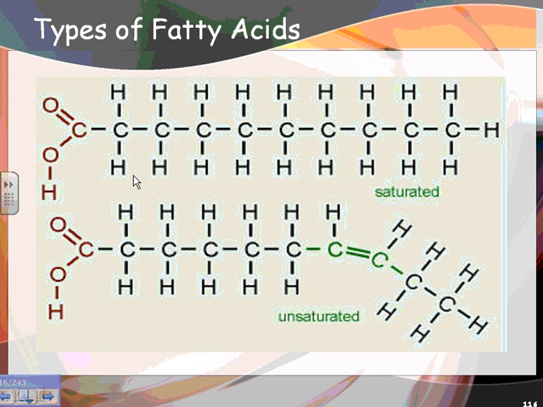So let's compare the two. Here, these are both fatty acids, and this one is saturated because it has as many hydrogens as you could possibly fit on it. This one you can see the double bond, and this is called an unsaturated fatty acid. This particular fatty acid is a monounsaturated fatty acid. If you had a couple of double bonds, one here and maybe one over here, it would be a polyunsaturated fatty acid.